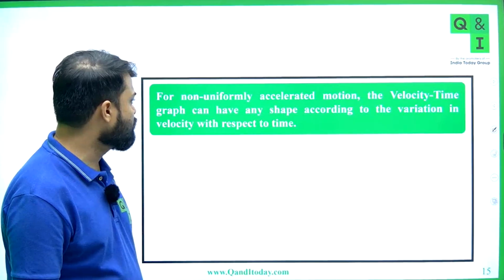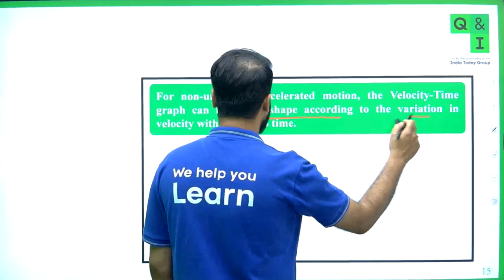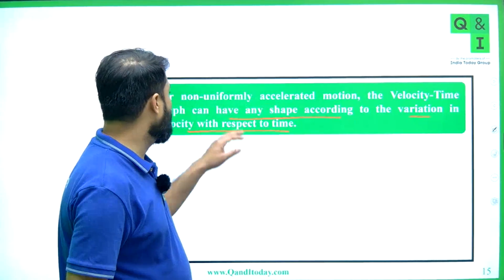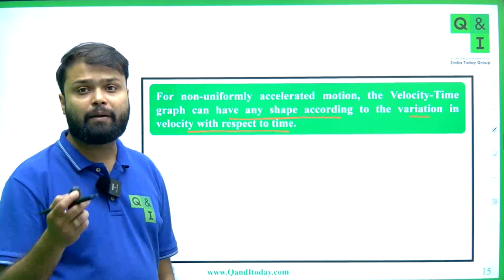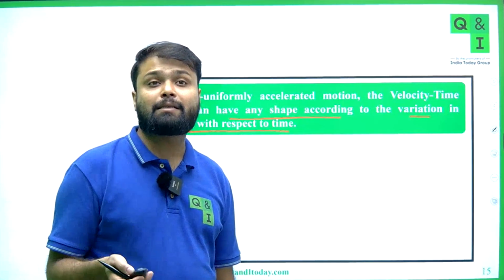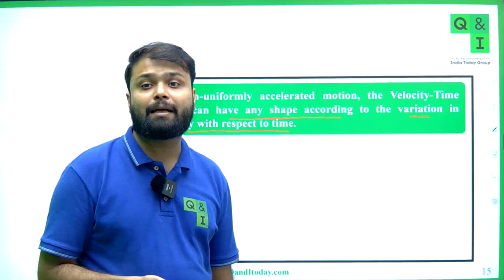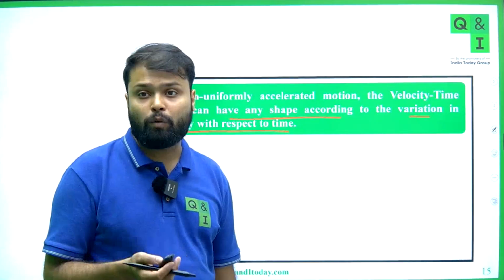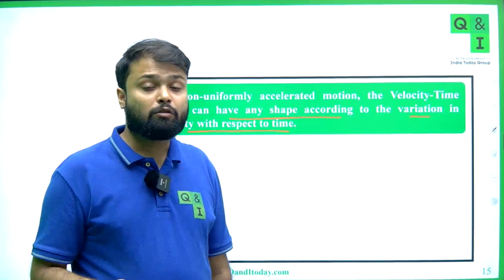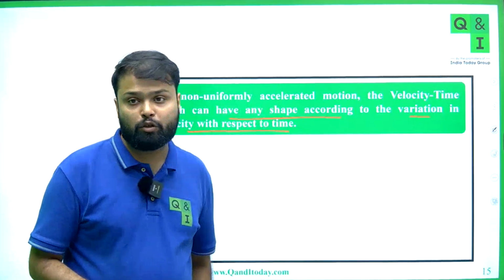Now for non-uniformly accelerated motion, the velocity time graph can have any shape, according to the variation in the velocity with respect to time. If motion is non-uniformly accelerated, sometimes acceleration is 1 meter per second square, sometimes it is 2 meter per second square, sometimes it is minus 3 meter per second square. That means velocity is increasing sometimes at a faster rate, sometimes at a lower rate. Sometimes velocity can decrease, sometimes velocity can increase. So anything can happen for the case of non-uniformly accelerated motion.